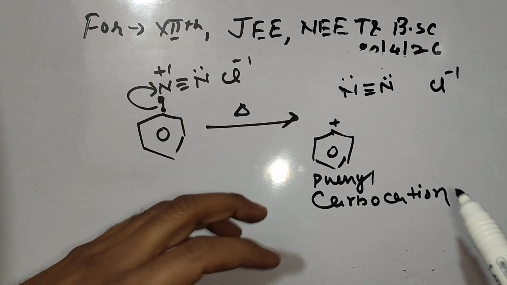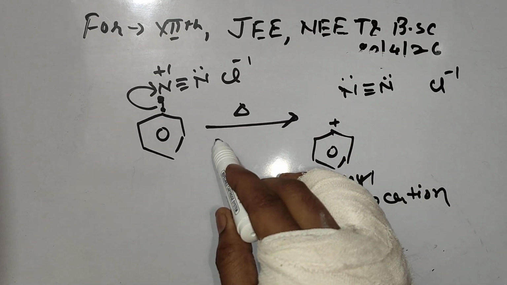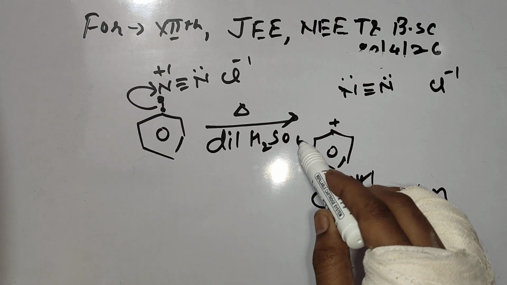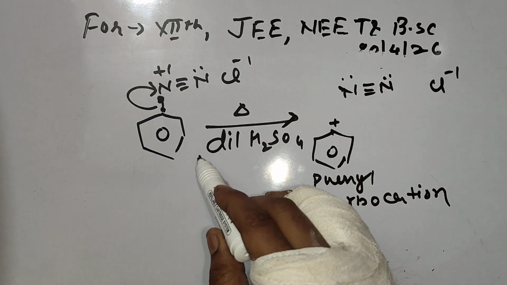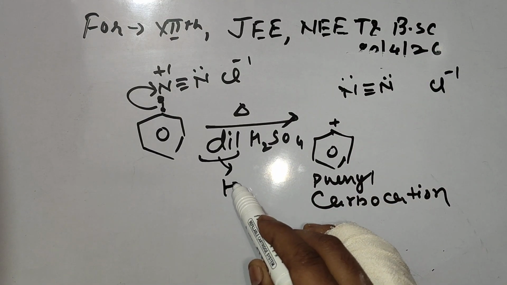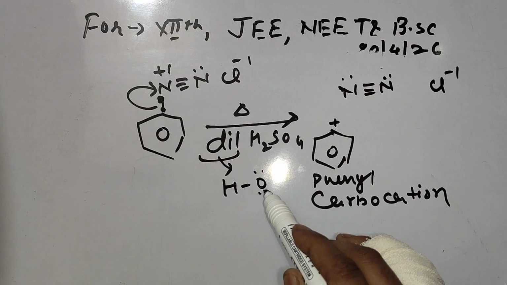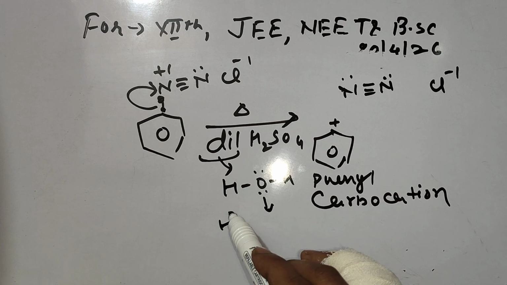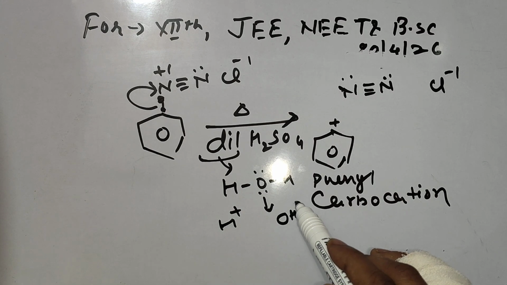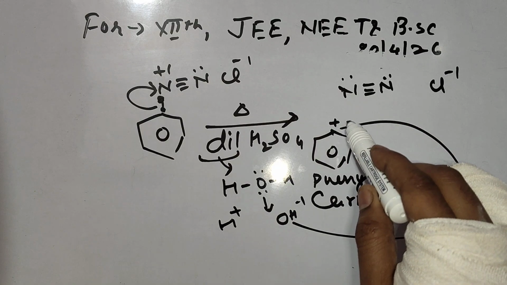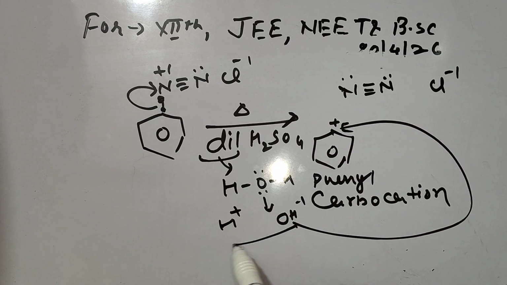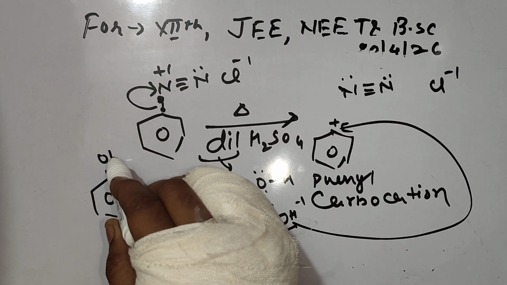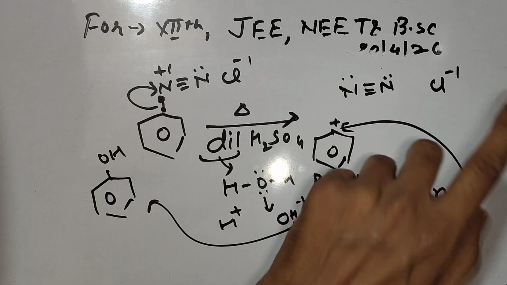Now what will happen? As you know, this is happening in the condition of dilute sulfuric acid. And when I say dilute, it means a lot of water, excess water. In excess water, H2O particles are there. H2O will break into two parts, H positive and OH negative. The OH negative will attack this positively charged carbon. So finally we will get phenol. And this H positive is going to stabilize this Cl negative.